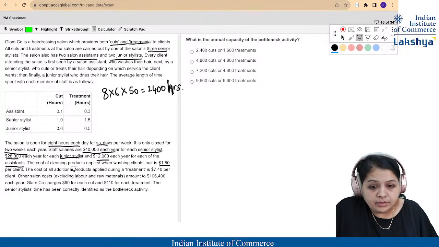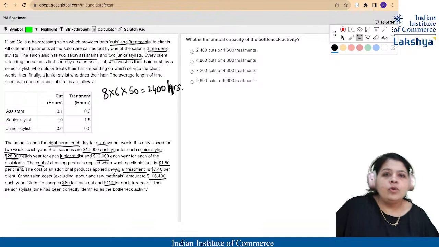So that is your cost. Additional product for treatment is 7.4. Other salon cost, the total cost is 1,06,400. Glam charges, these are the selling prices for cuts and treatments. And this is all we have got.